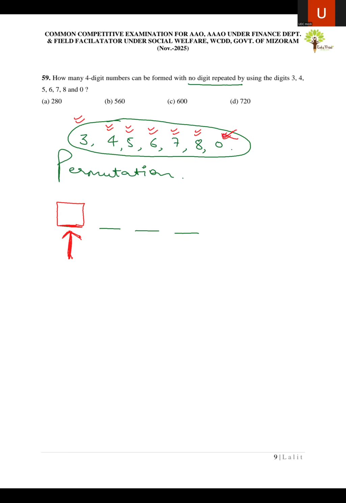So how many possibilities do we have? 1, 2, 3, 4, 5, 6. So I can say there are 6 possibilities. So there are 6 numbers possible here. All right. Now, how many possibilities on this second number?